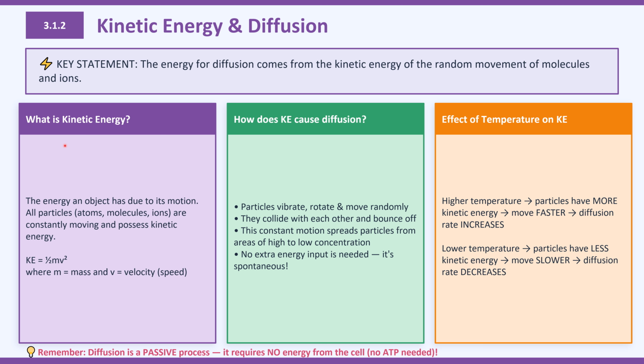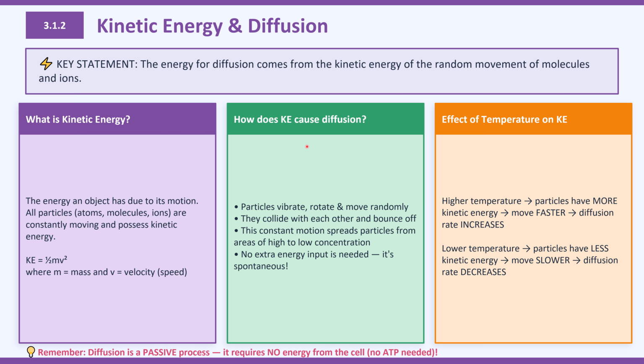So what exactly is kinetic energy? The energy an object has due to its motion. All particles, atoms, molecules, ions are constantly moving and possess kinetic energy. In physics terms, we express this as kinetic energy is directly proportional to its mass and directly proportional to the square of its velocity, where m is mass and v is velocity or speed.